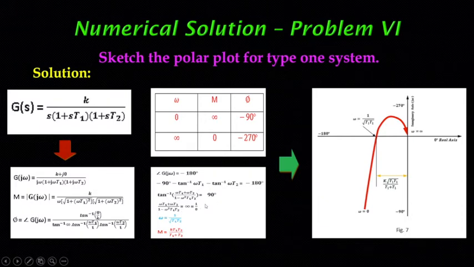Then this equation equal to infinity. So from this equation calculate omega. Omega equal to 1 by root T1 into T2. If this omega value put in the magnitude, then we get this magnitude. M equal to K T1 into T2 divided by T1 plus T2. This magnitude from this origin, this one. And this is the omega value at the intersecting point.